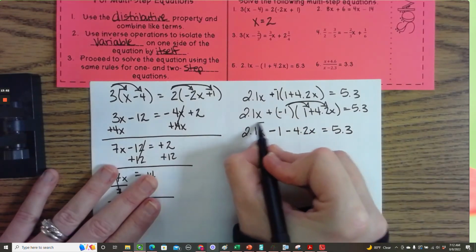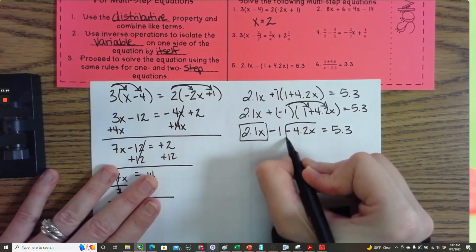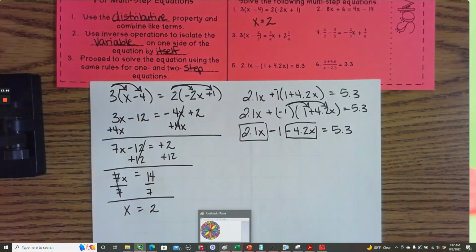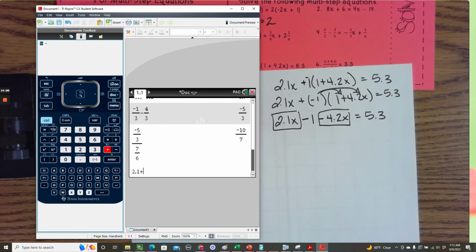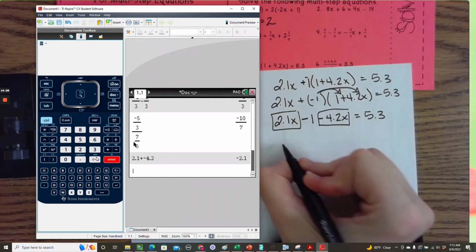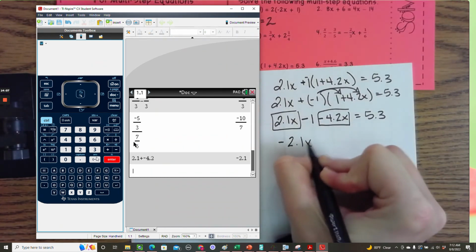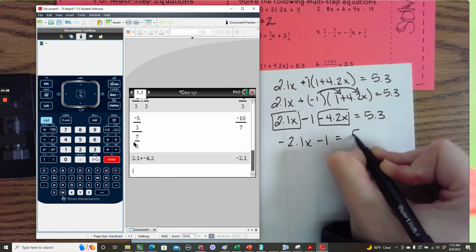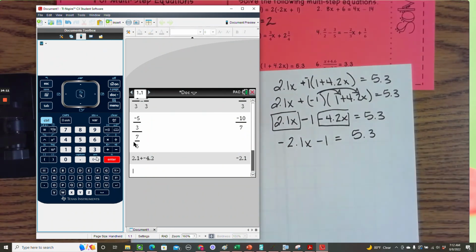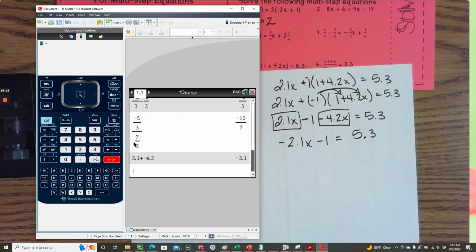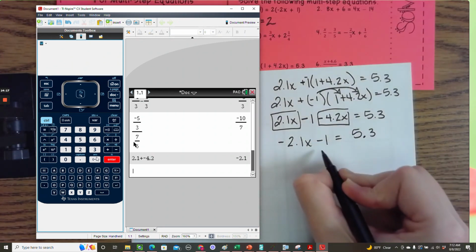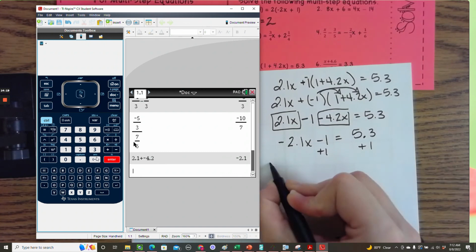And then here, we need to combine like terms before we do anything else. So I've got 2.1 plus a negative 4.2 would give me negative 2.1x minus 1 equals 5.3. And again, it's these steps that we're going to need for other things that we do in algebra. So I'm going to add the 1 to both sides.